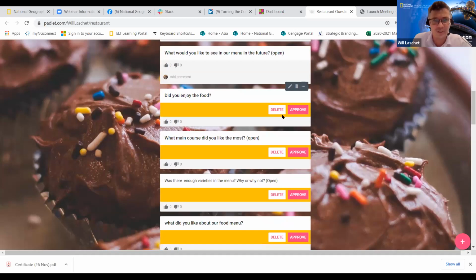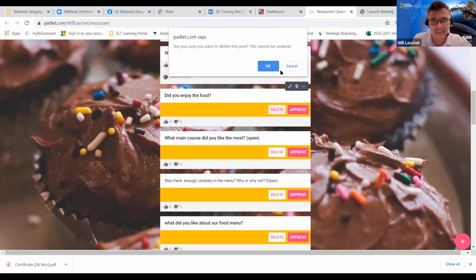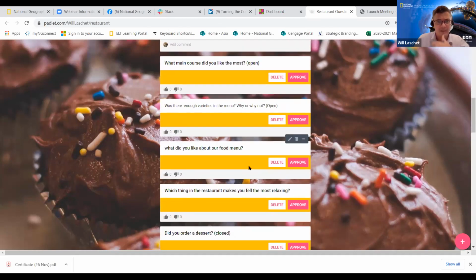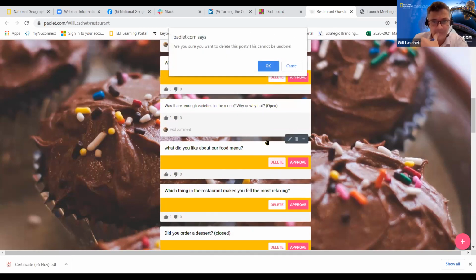Did you enjoy the food? Okay, we've got one similar, so I'm going to delete it because we've already got one that's almost the same. Was there enough variety in the menu? Why or why not? Okay, I'm going to approve it. I'm just going to delete a few more.